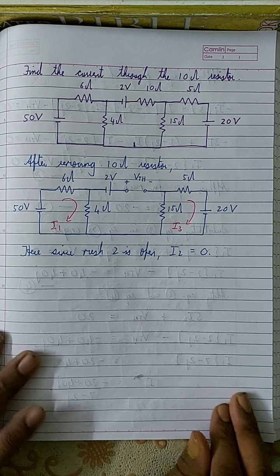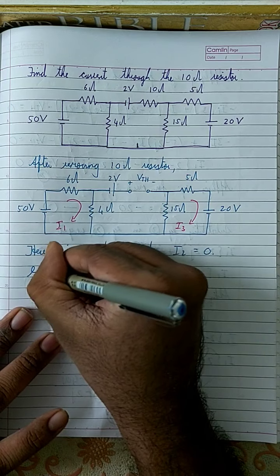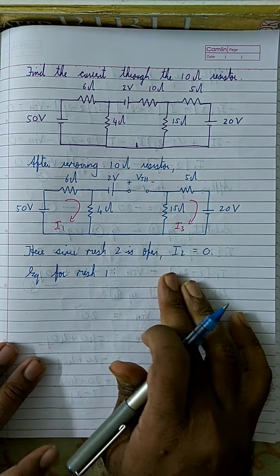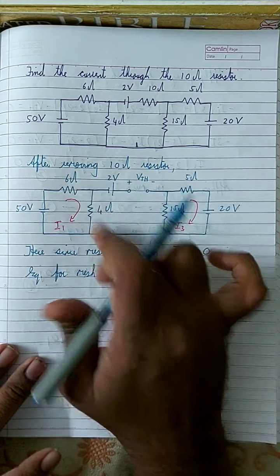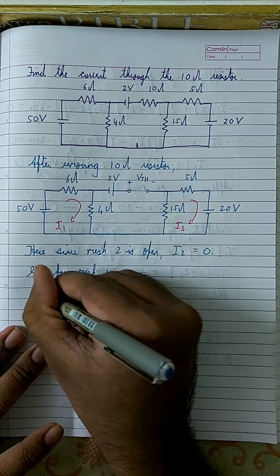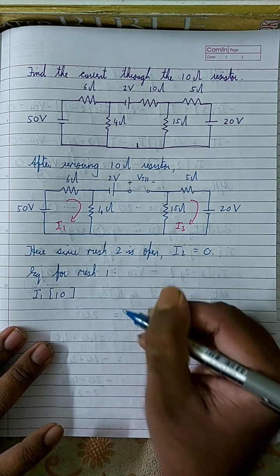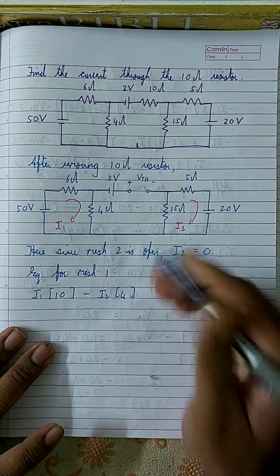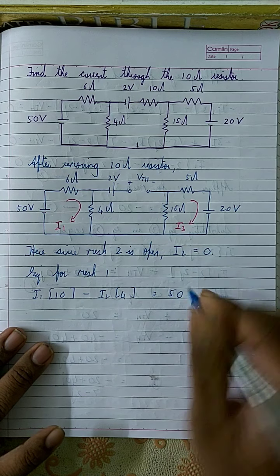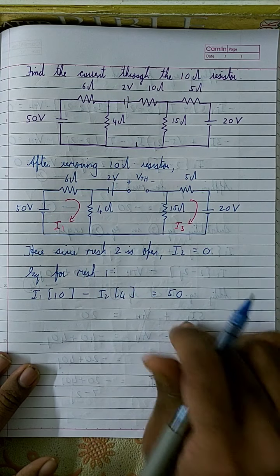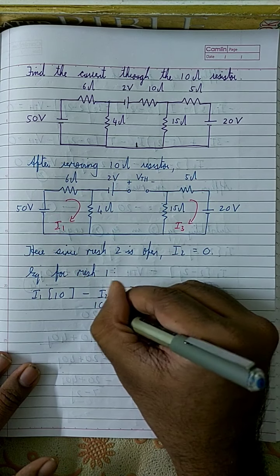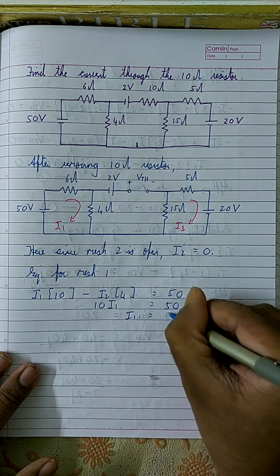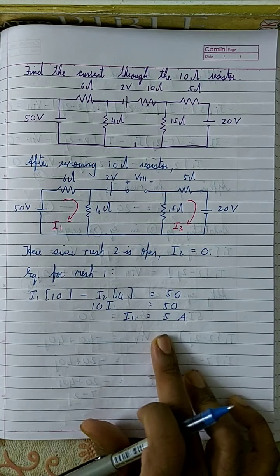So equation for mesh 1. Here this I1 is touching the 6 and 4, so 6 plus 4 is 10. So we have I1 into 10 minus, and I2 is touching only this resistor, I2 into 4, right? That's it. This is equal to 50, but I2 is equal to 0, right? So therefore we have 10 I1 is equal to 50, or I1 is equal to 5 amperes. So you have found the value of I1.